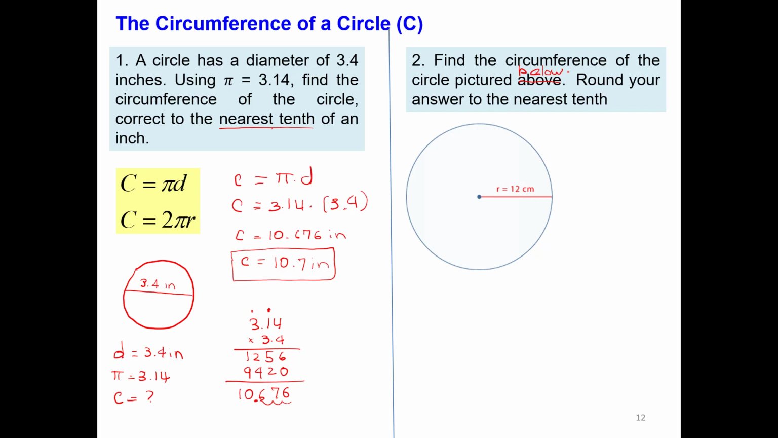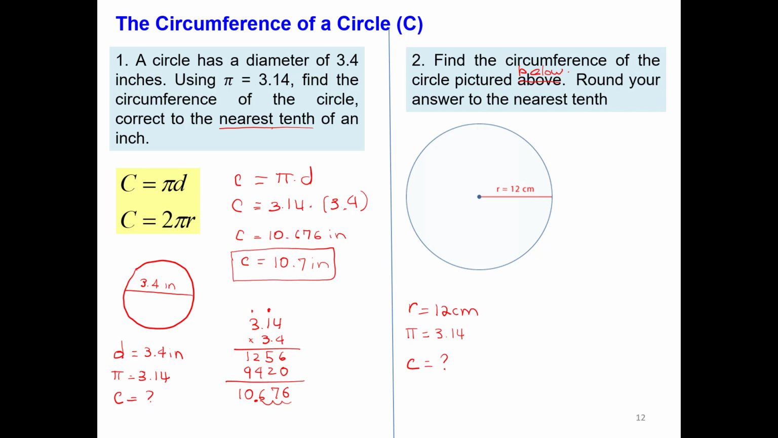Then in this case, what information do we have according to the picture? We know the radius, and let's write here: the radius is 12 centimeters, and we know the pi value is 3.14. Then we want to calculate the circumference.